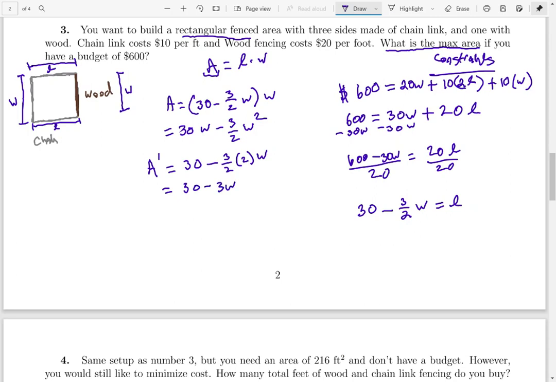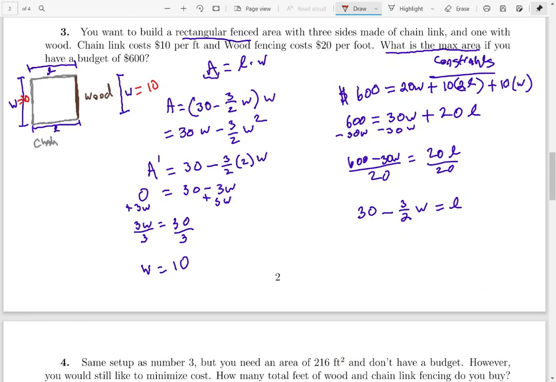And then I recall that since I'm trying to find possible extrema, I set that equation equal to 0 and solve for W. How about we add 3W to both sides, so 3W is equal to 30, divide by 3 on both sides, W is then equal to 10. So an important piece of information is that my W must be equal to 10.